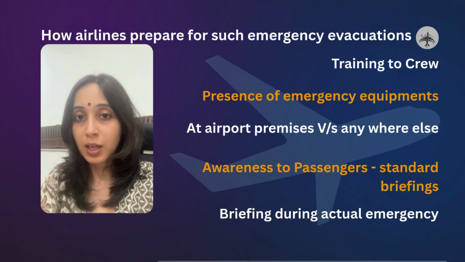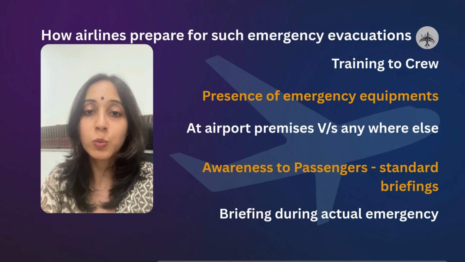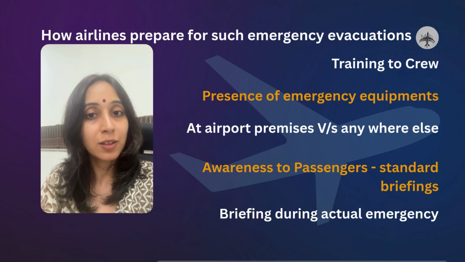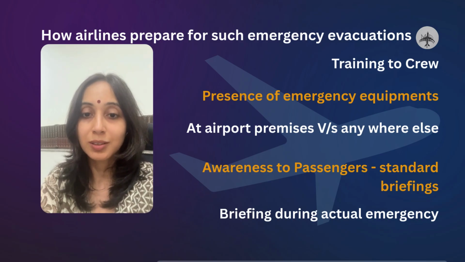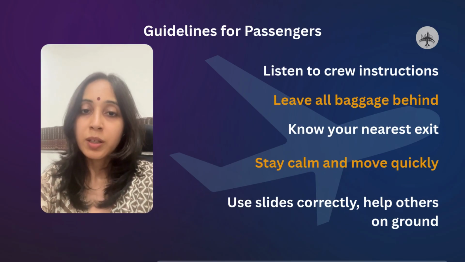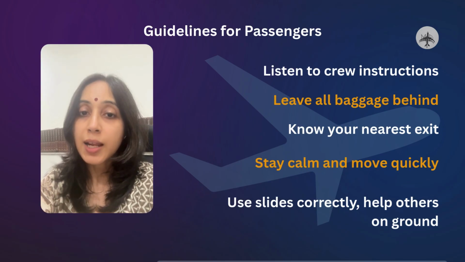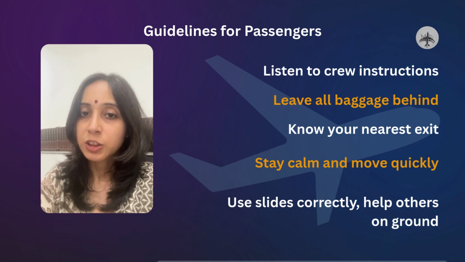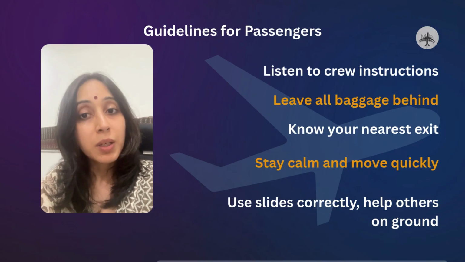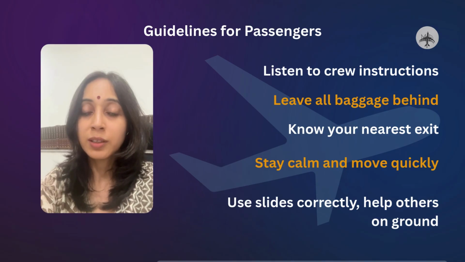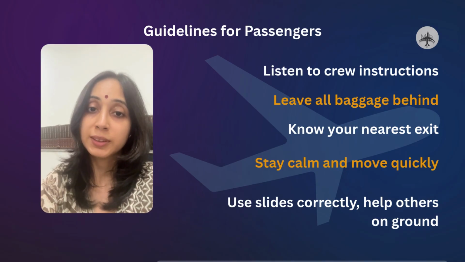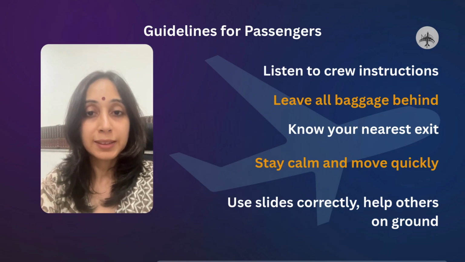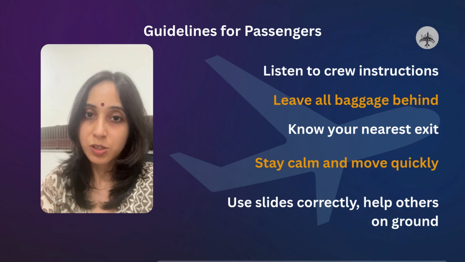Remember, the target for cabin crew is to evacuate the aircraft within 90 seconds, and this cannot happen without your support. To support the cabin crew in a rapid emergency evacuation, you are required to listen to crew instructions. Ensure that you are not carrying any baggage. Your baggage may be important, but not more important than your life or the life of the person standing behind you. So please ensure that you are not causing any obstruction to the emergency evacuation flow.